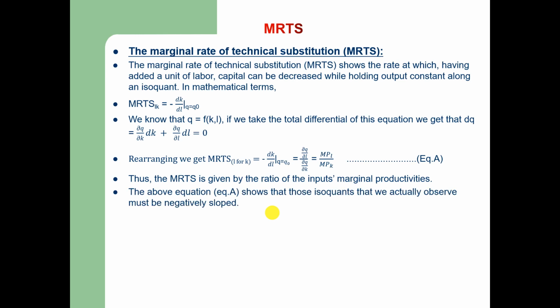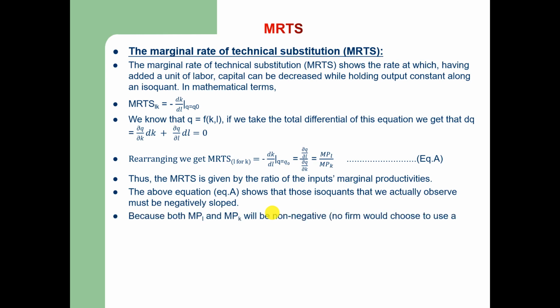This equation, that is equation A, shows that those isoquants that we actually observe must be negatively sloped, because if we want to increase the amount of labor, we will have to decrease the amount of capital, otherwise the output will not remain the same. So that is why there is a trade-off between the quantity of labor and capital implied.